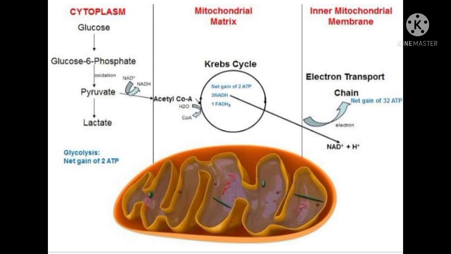We have seen that FADH2 and NADH2 are produced in processes like glycolysis and the Krebs cycle. Vitamins like riboflavin, that is vitamin B2, and nicotinamide, that is vitamin B5, respectively, are necessary for their production.